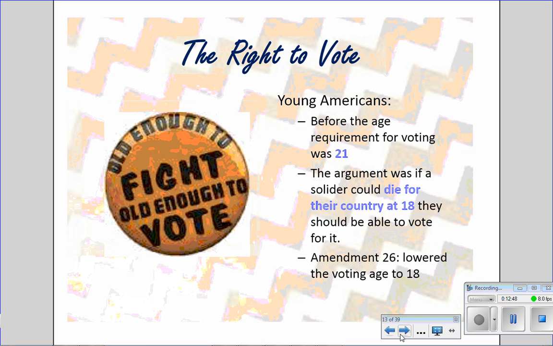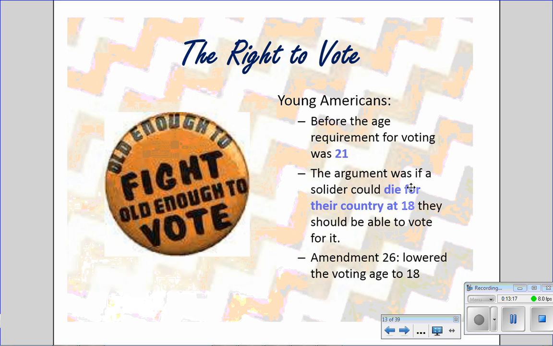And young Americans. Before, the age requirement for voting was 21, but people didn't like that it was 21 because people said that if we could be drafted into the military at 18, then we should be allowed to vote. So let's see what it says in the notes here. Before, the age requirement for voting was 21, so write that in your notes.